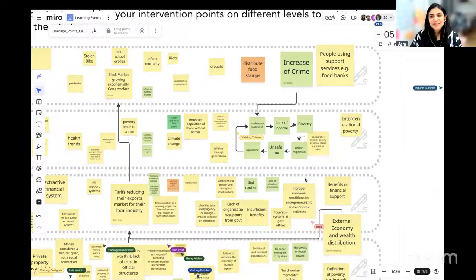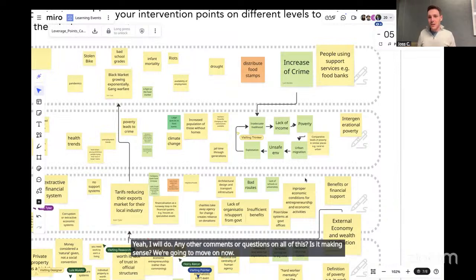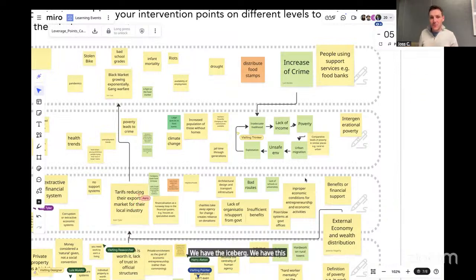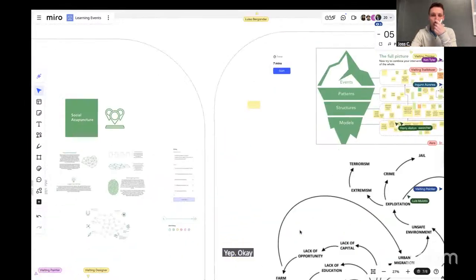Yeah. So do you want to go back to the presentation, Joss? Yeah, I will do. Any other comments or questions on all of this? Is it making sense? We're going to move on now. We have the iceberg. We have this canvas. You'll find the canvas on the website if you want to use this. Okay, so here we are.